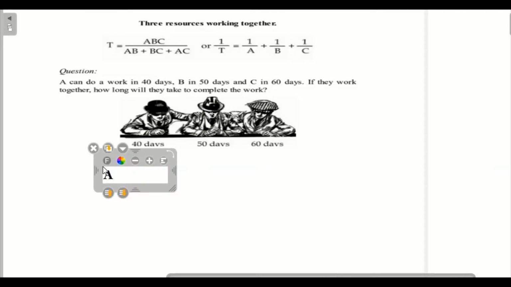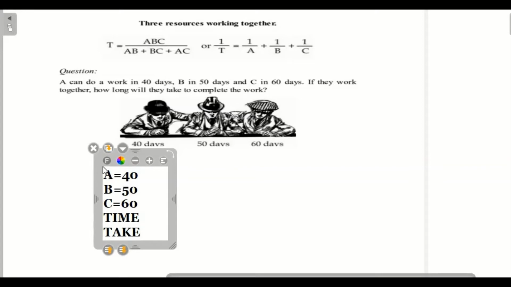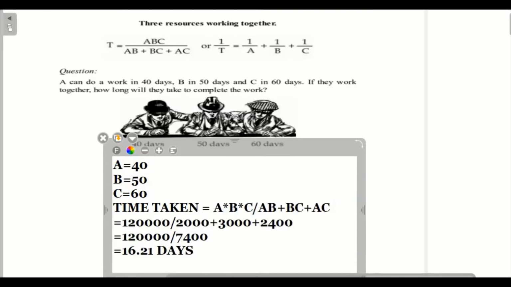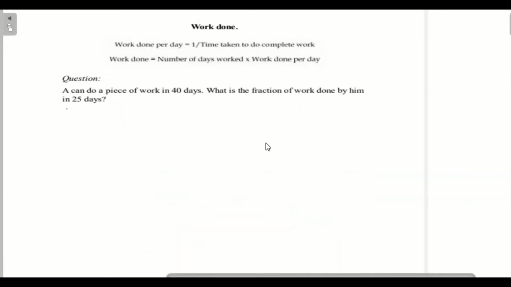Here we can assume A equal to 40 days, B equal to 50 days, C equal to 60 days. So here we have the formula, time taken equal to, as I said earlier, A into B into C by AB plus BC plus AC, which is equal to 1,20,000 divided by 7,400, which is equal to 16.21 days. Okay, we'll go for the next sum, that is work done.